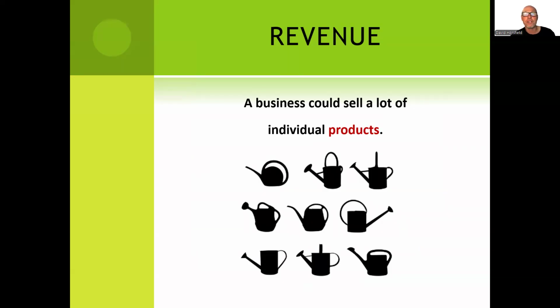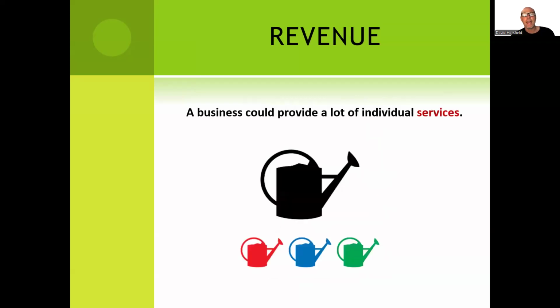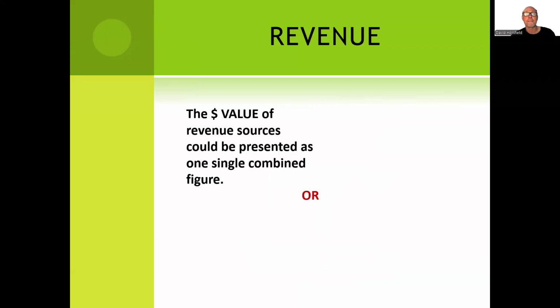We're selling beverages. We could be selling merchandise. We could be selling catering. We've got all these different revenue streams that are coming in. And also a business could be providing a lot of individual services. So we could have individual watering cans coming in related to the services that we're providing. Revenue is the watering can. It's what's keeping our business going.